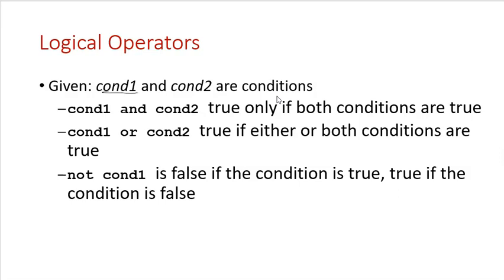Let's say you have two conditions that you want to compare. If both of these are true, then the and will be true. So the and operation is like multiplication, and the or operation is like addition. If any one of these is true, this condition will be true. The not condition is just the opposite. If condition 1 is false, you get true, and if it's true, you get false.